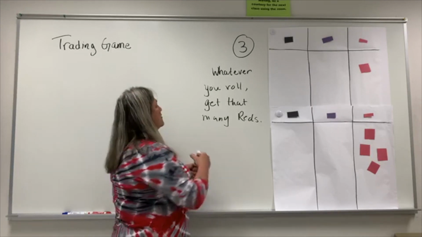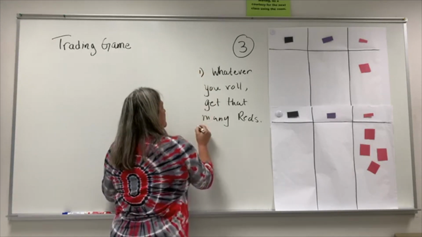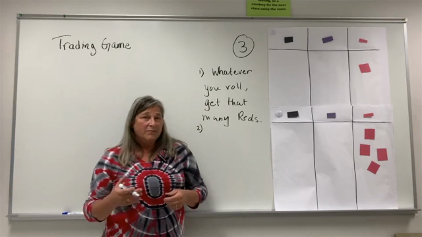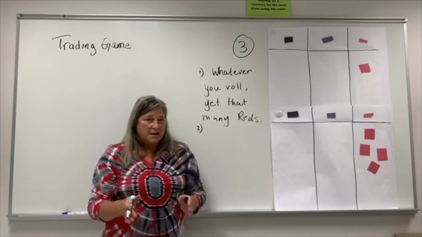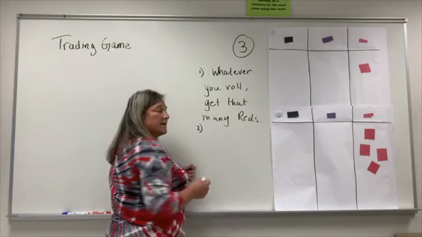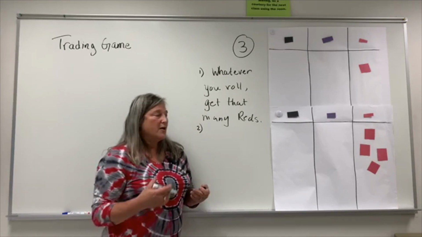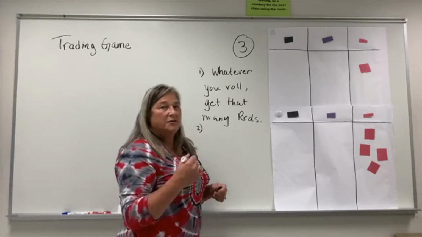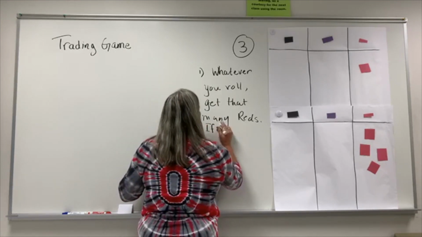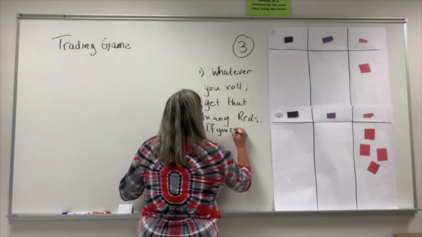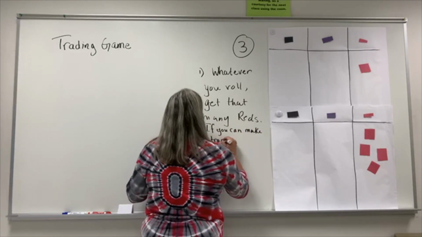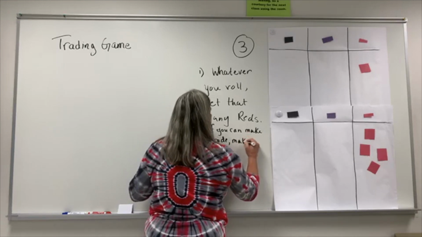So now we get to this second rule, which is that you can't have 3 or more counters in a column. If you do, you have to make some trades. Because the trade is for 3, every time you can make a trade, you have to make the trade.